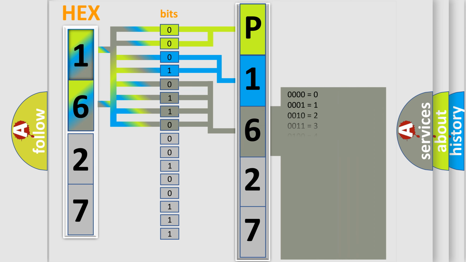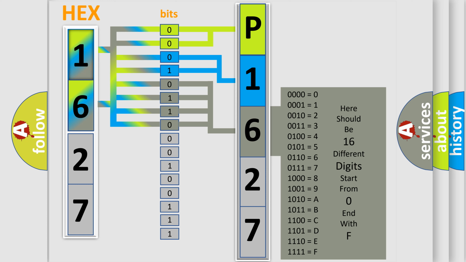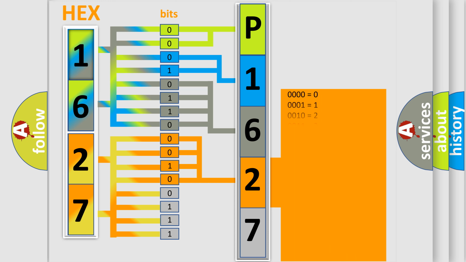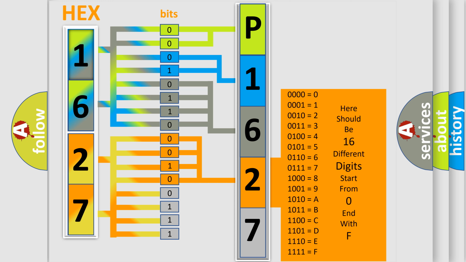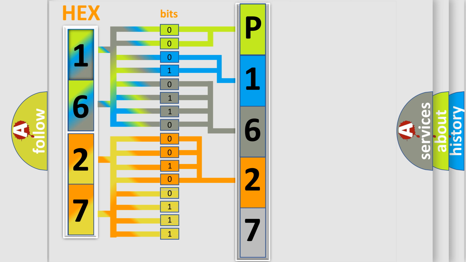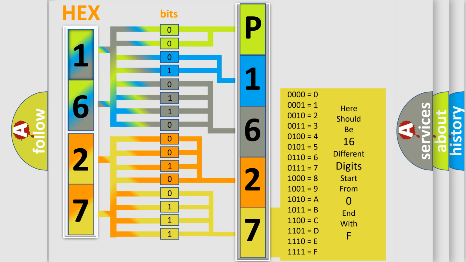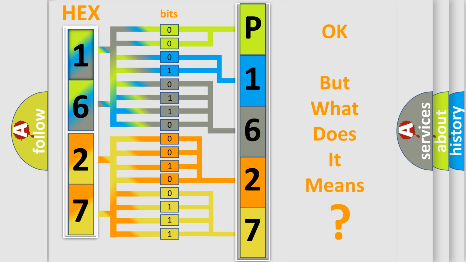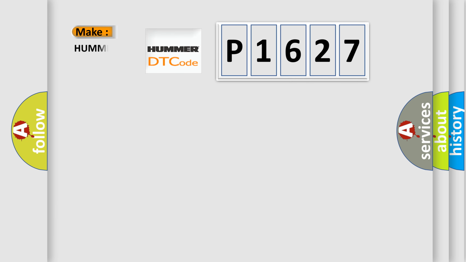The second byte is composed of a combination of 8 bits. The first 4 bits determine the fourth character of the code, and the combination of the last 4 bits defines the fifth character. A single byte conceals 256 possible combinations. We now know in what way the diagnostic tool translates the received information into a more comprehensible format. The number itself does not make sense to us if we cannot assign information to what it actually expresses. So, what does the Diagnostic Trouble Code P1627 interpret specifically for Hummer car manufacturers?